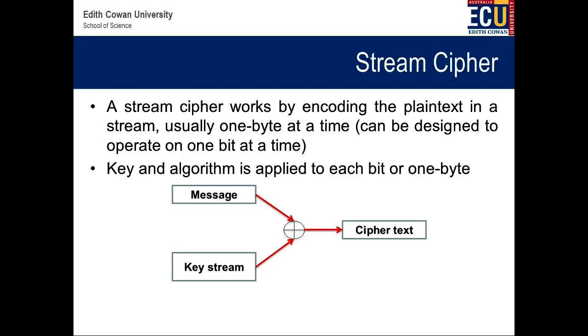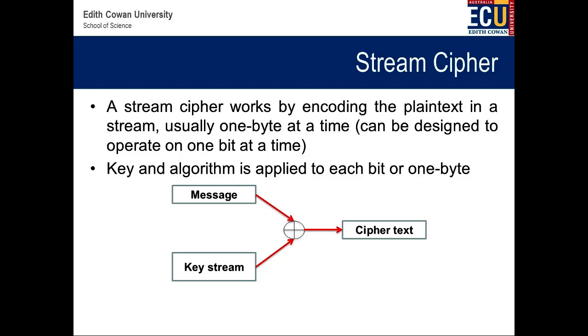The second form of symmetric encryption is stream cipher. In stream cipher, we encode the plain text in streams, usually 1 byte at a time. It can be designed to operate on 1 bit at a time or more than 1 byte at a time, but the usual implementation is encrypting or decrypting 1 byte at a time. The key and algorithm are applied to each bit or byte to produce the ciphertext or to decrypt the ciphertext.